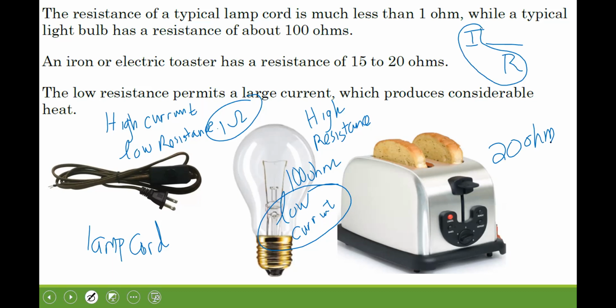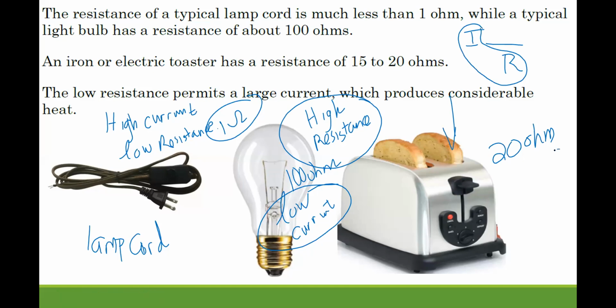So the low resistance permits a large current, which produces considerable heat. That's why sometimes you cannot touch the lamp. Why? The low resistance permits a large current which produces heat. Okay, that means here you get heat for the toaster.